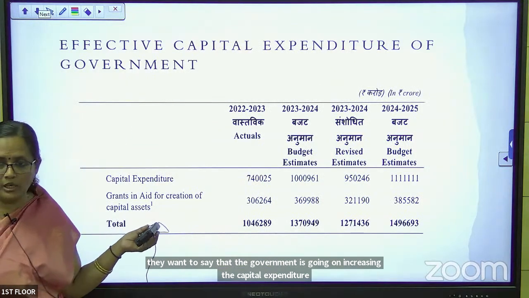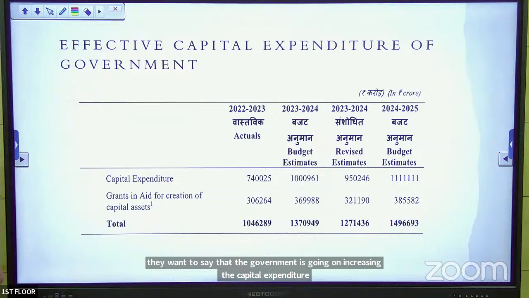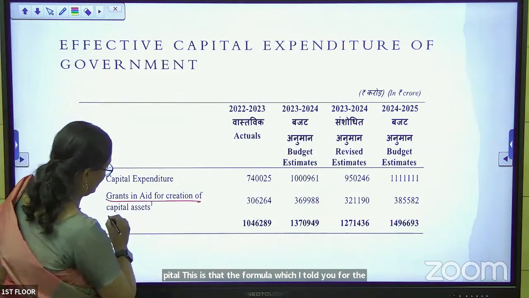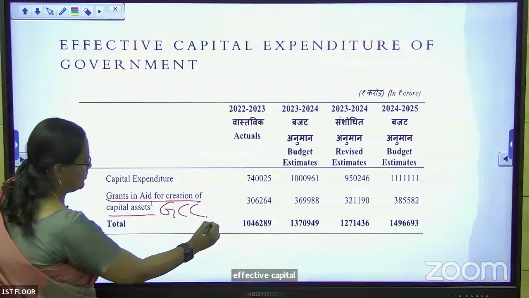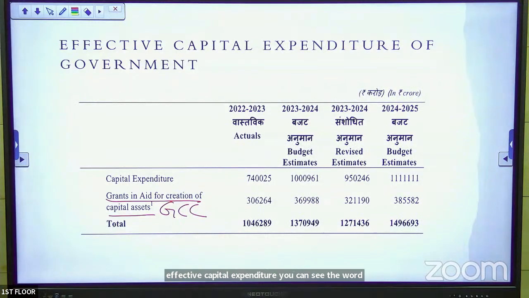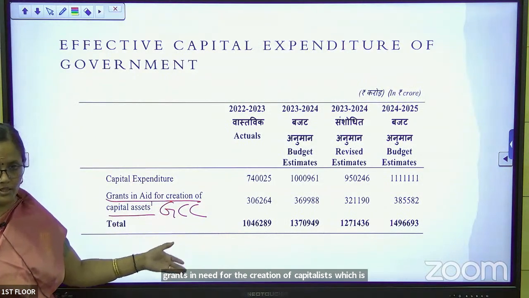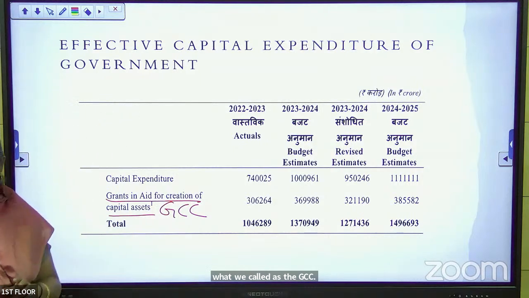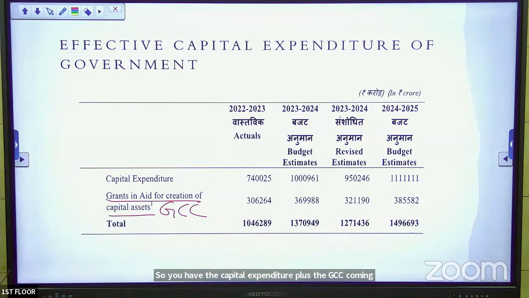This is that formula which I told you for the effective capital expenditure. You can see the words grants in aid for the creation of capital assets, which is what we called the GCC. So you have the capital expenditure plus the GCC coming out as the concept of effective capital expenditure.